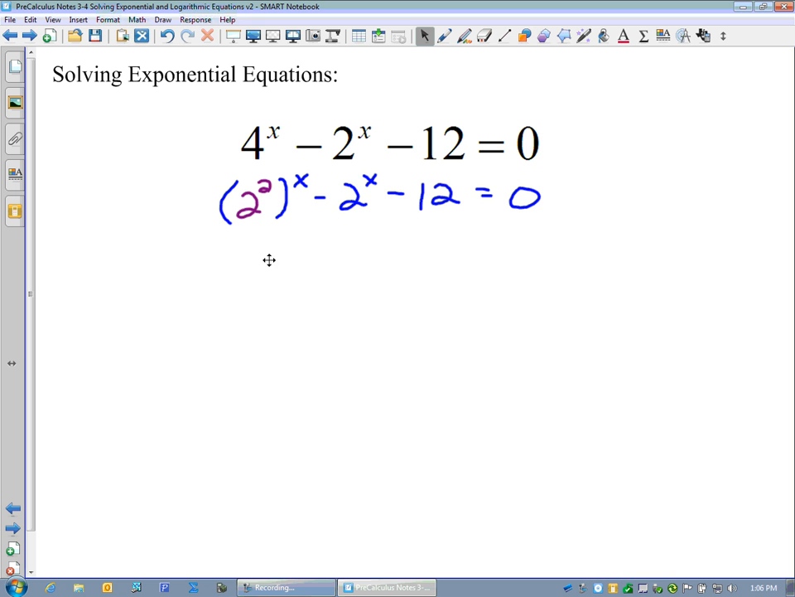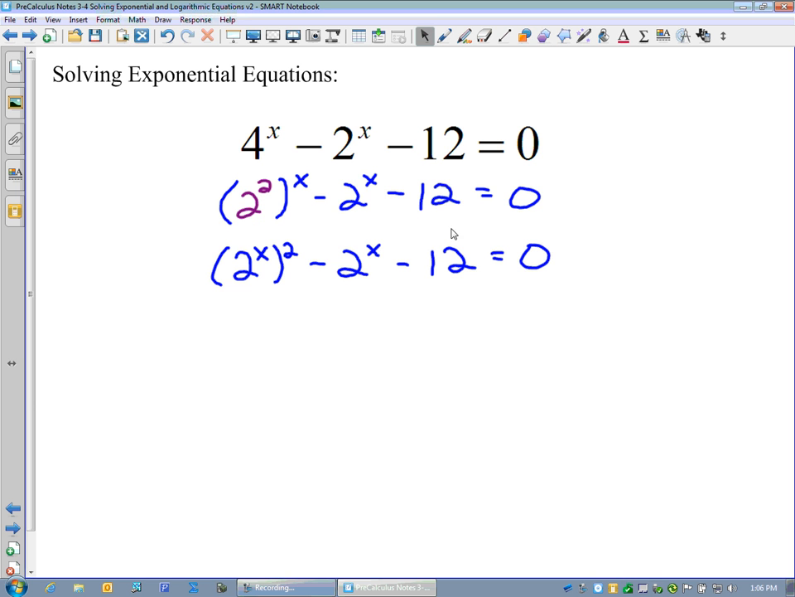And then what I'm going to do is switch the order here because a power to a power means you keep the base and multiply the exponents. So I'm just going to rearrange them so I have 2 to the x being squared minus 2 to the x minus 12 equals 0.